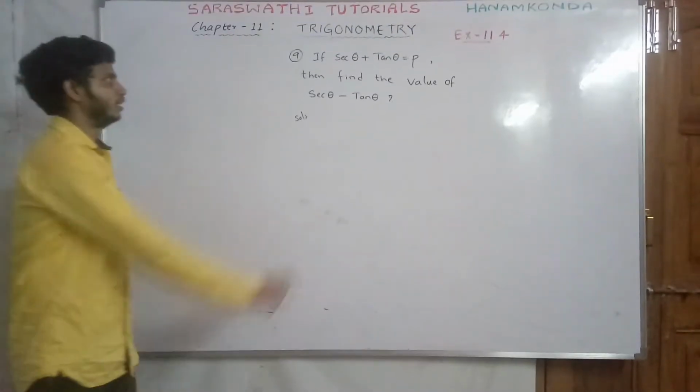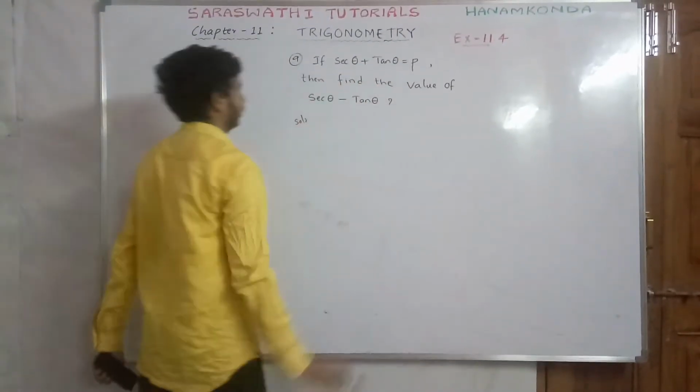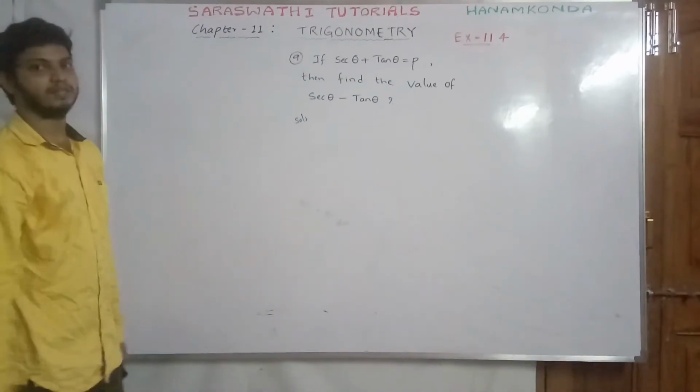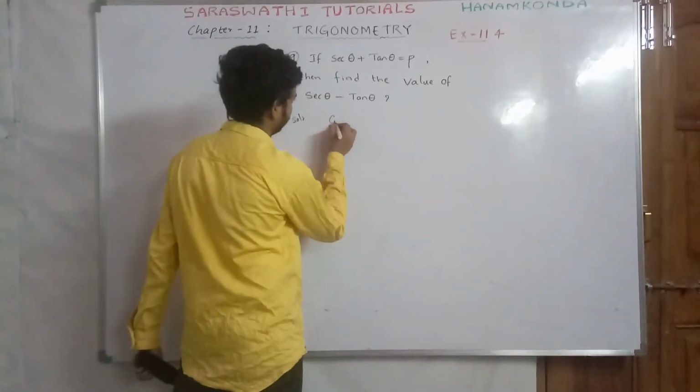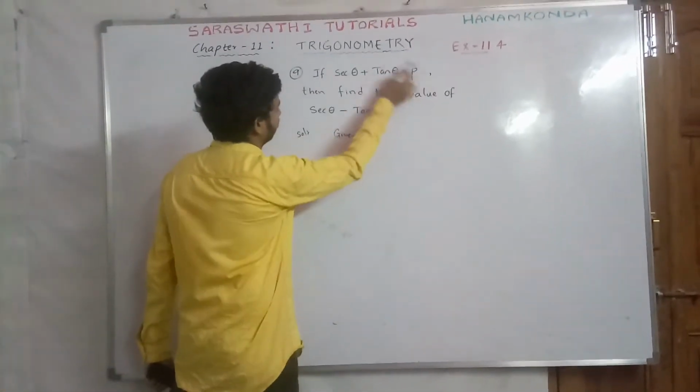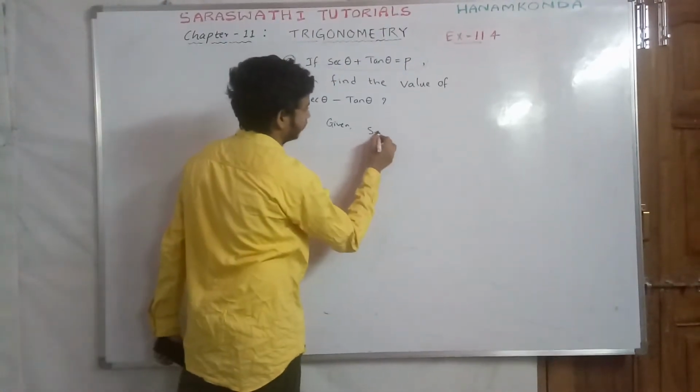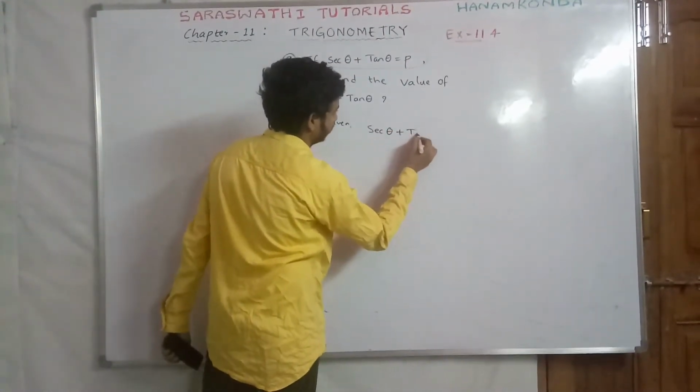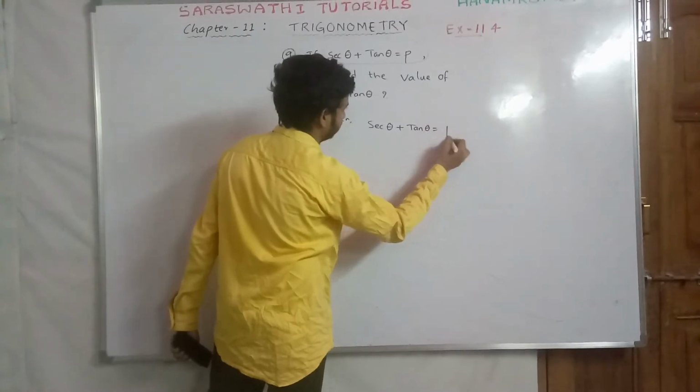So the next question is, if sec theta plus tan theta equal to p, then find the value of sec theta minus tan theta. Okay. So first write the given value. Given that sec theta plus tan theta equal to p. It is given in the question.